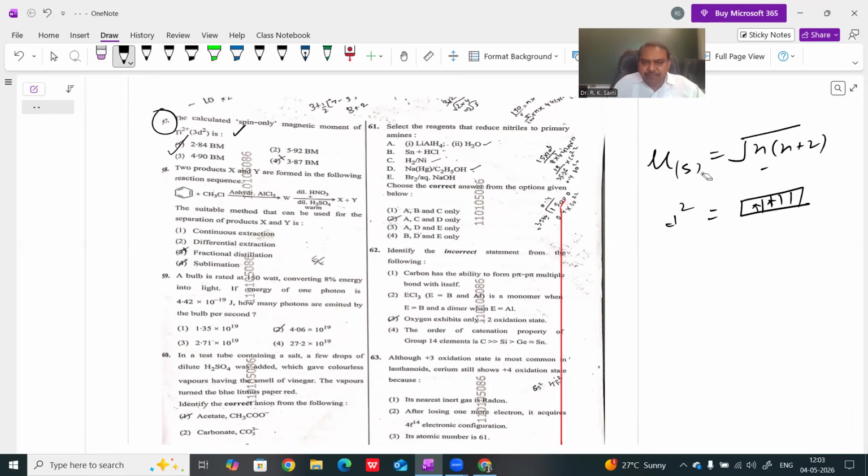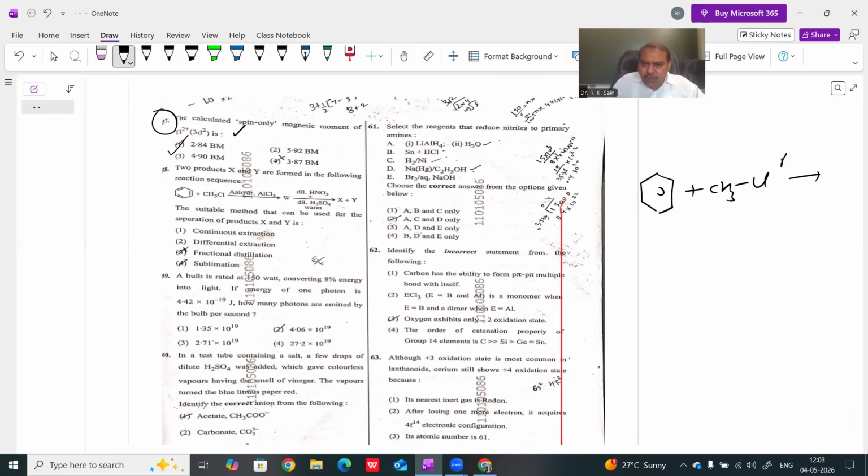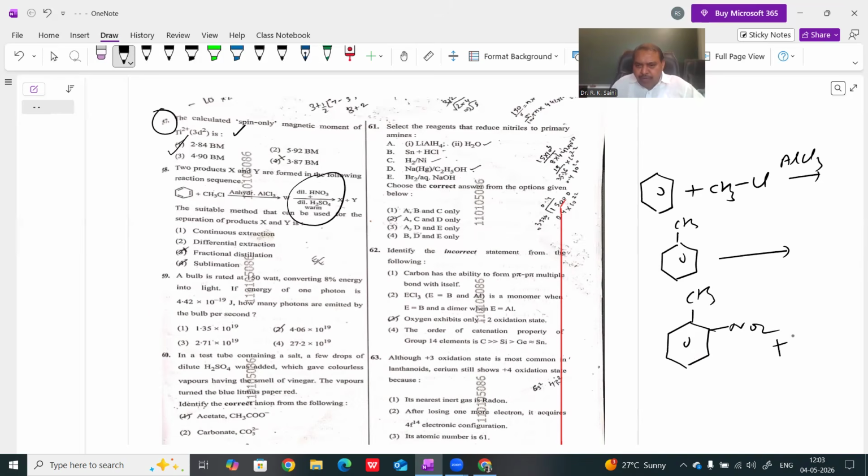Question next, taken from aromatic compounds or hydrocarbons. First, benzene, the reaction of benzene with Friedel-Crafts alkylation. In case of anhydrous AlCl3, the product is toluene. Then nitration takes place. We know that the methyl group is an ortho-para director, and hence we obtain two products, namely ortho-nitrotoluene and para-nitrotoluene. These are X and Y.